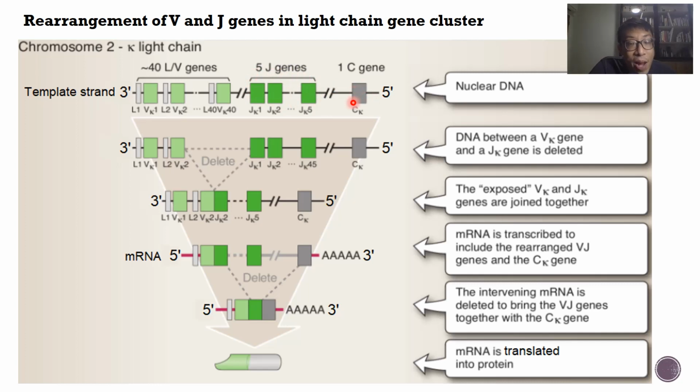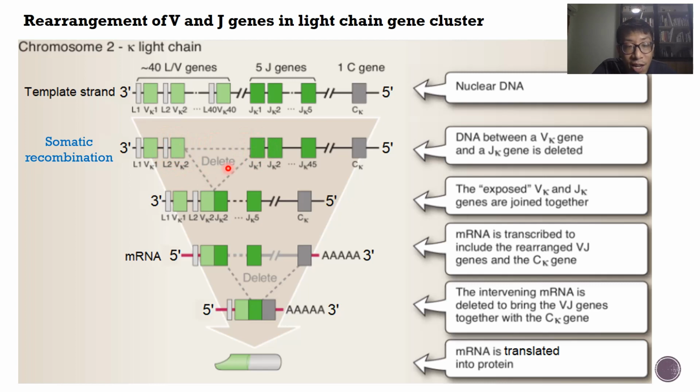Okay, so somatic recombination occurs, and it occurs at the DNA level. So we are still at the DNA level. Somatic recombination occurs, and the recombinase enzyme would cut away and remove the DNA between a randomly chosen V gene and a randomly chosen J gene. So in this case, the second V gene, V2, is chosen, and the first J gene is chosen.